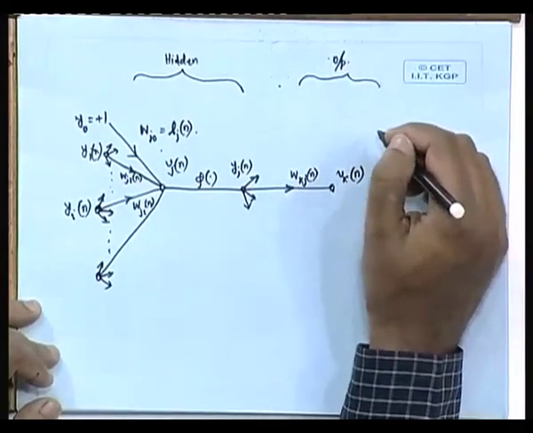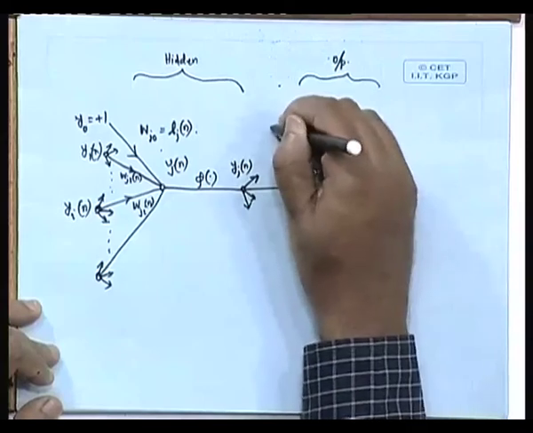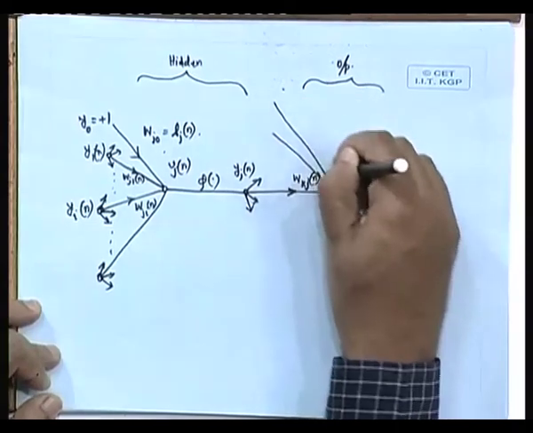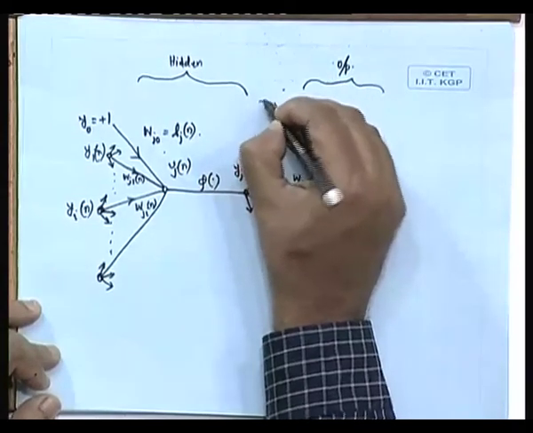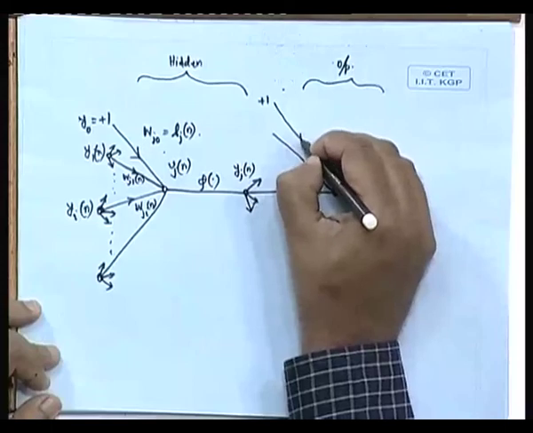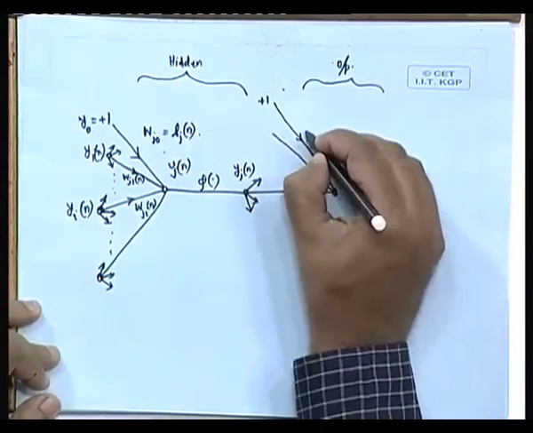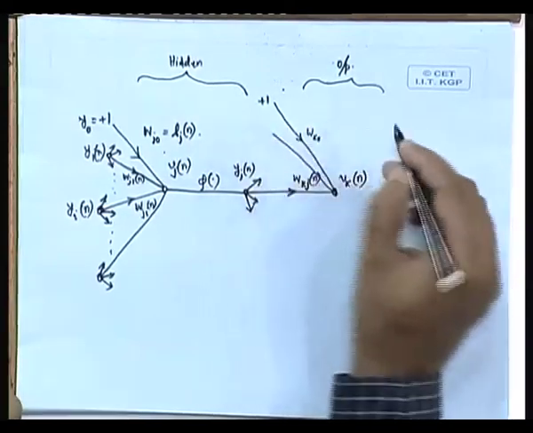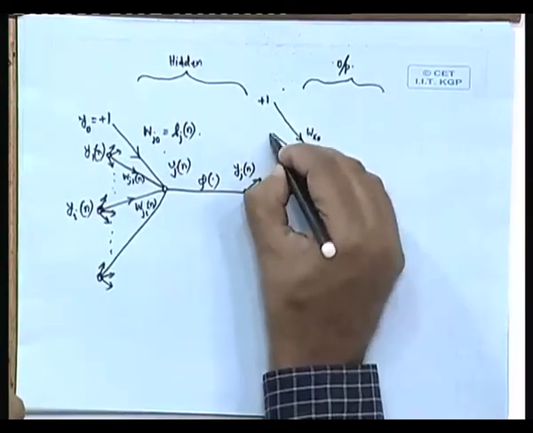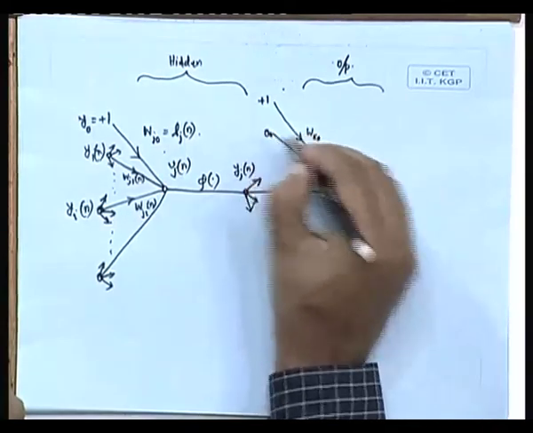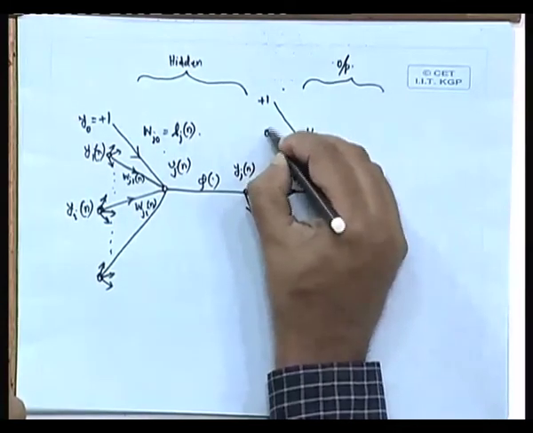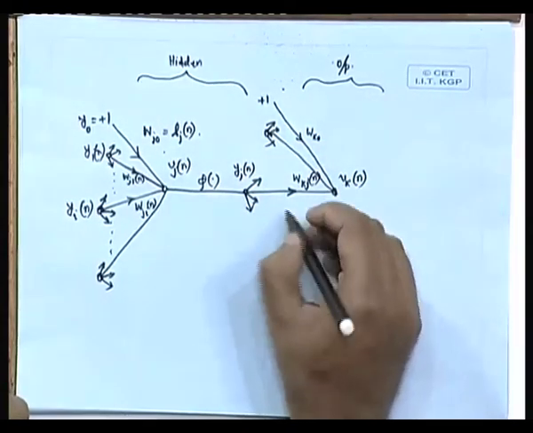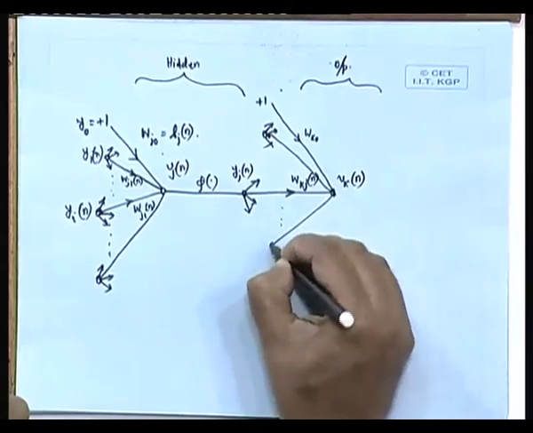So here there will be several other inputs to this Vk, starting with the bias, that is +1 over here, and then there will be a Wk0 of n, and then there will be other outputs of the hidden layer neurons. So everything will be connected to the output layer. Like that it will get connected.